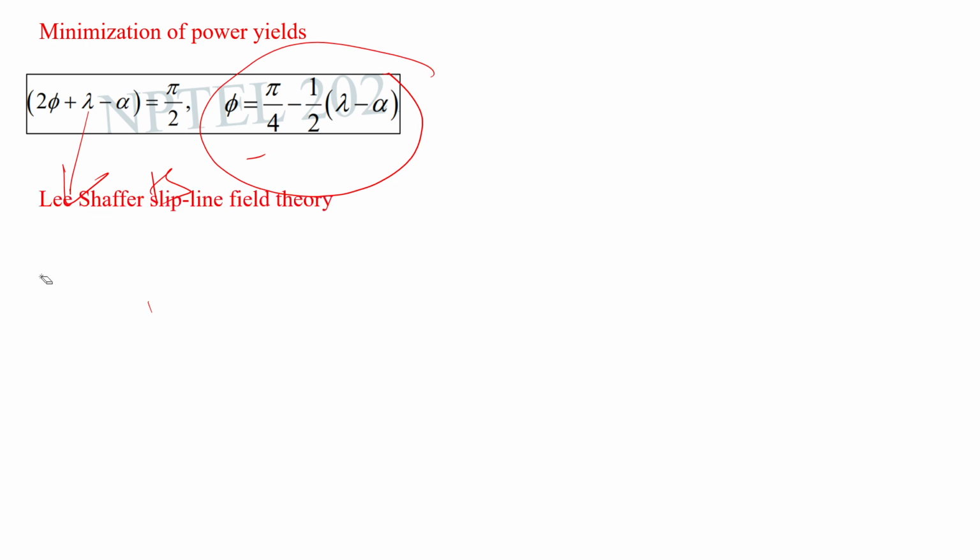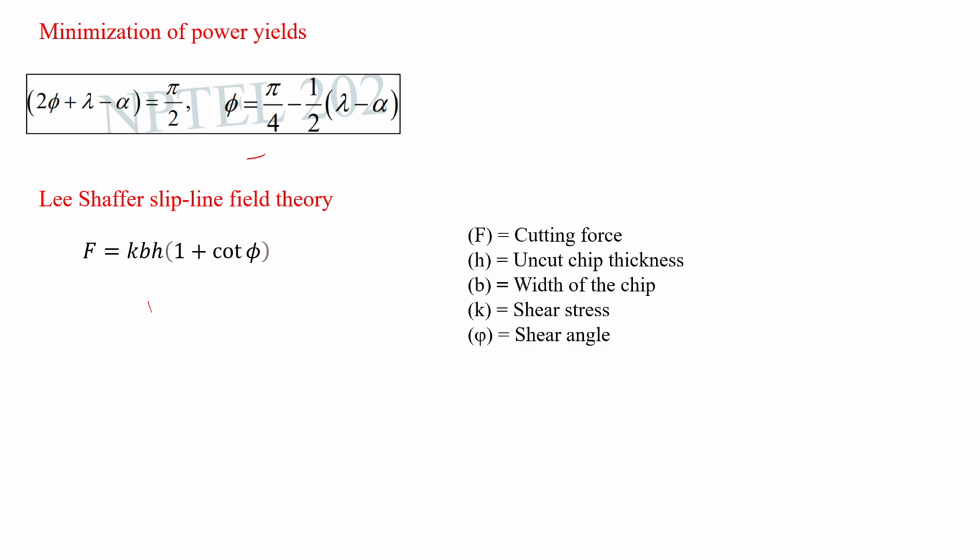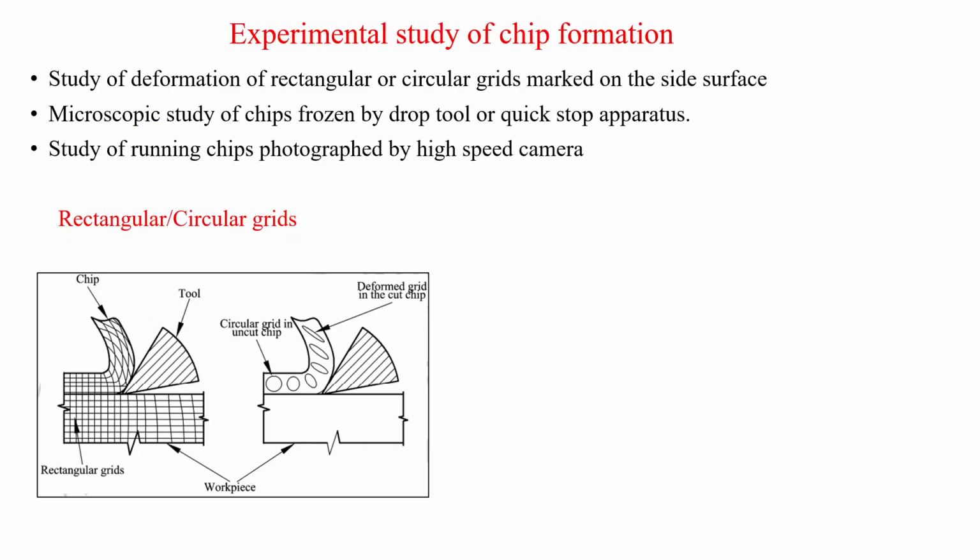So based on this, you have one theory called the Lee-Shaffer slip line field theory, in which you find the cutting force. Don't go for a derivation of this, just remember it, because this is not very important. Because of the minimum power theory, you get the Lee-Shaffer slip line theory, which gives the cutting force the value kbh(1 plus cot phi), where F is the cutting force, h is the uncut chip thickness, b is the width of the chip, k is the shear stress, and phi is the shear angle. This formula you need to know for determining the cutting force using the Lee-Shaffer slip line theory.